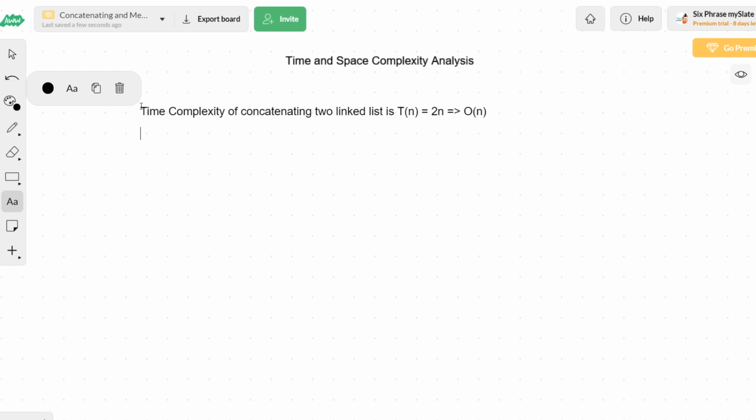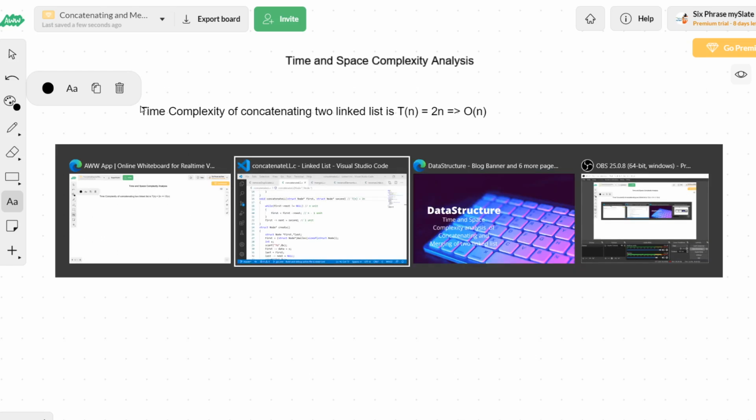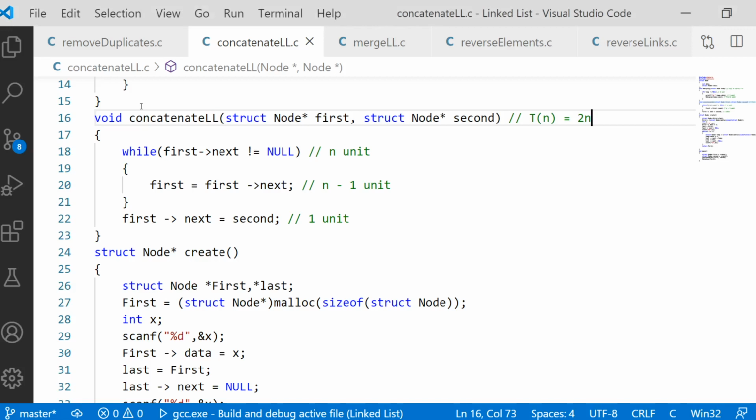Now, we will also speak about the space complexity of this. What is the space complexity? How many memory blocks are we allocating? One memory block is equal to 1 unit space. So how many extra blocks, extra space, are we taking? First pointer, second pointer, only 2 blocks. So only 2 unit space we are taking.